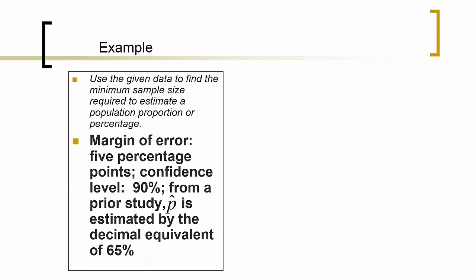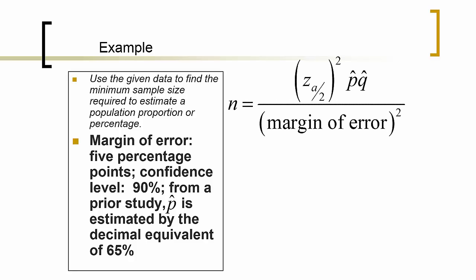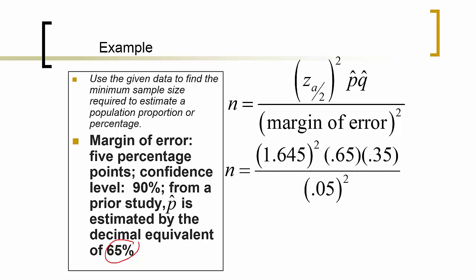So now our margin of error is 5 percentage points and our confidence level is 90%. From a prior study, p-hat is estimated by the decimal equivalent of 65%. We want to do a sample size, so we're doing an N formula. Since they say we have a prior study and we have a percent, we're going to use that for the p-hat. Also, the critical value that is associated with 90% is 1.645, so we're going to square that.